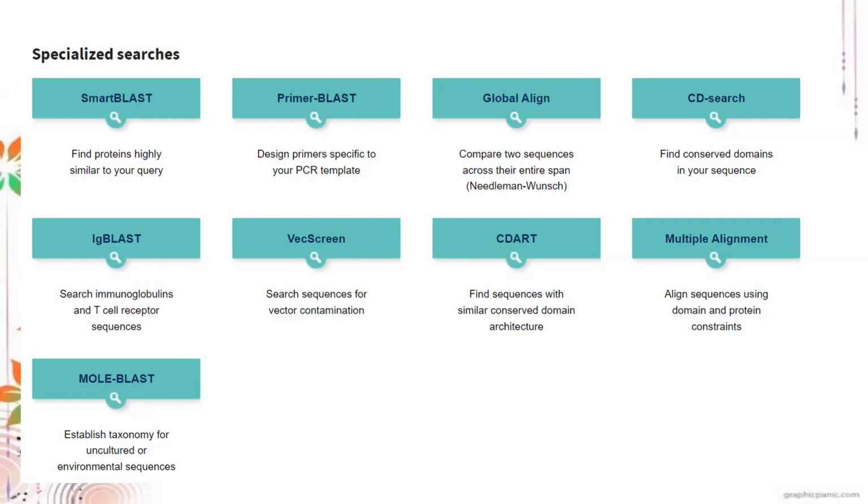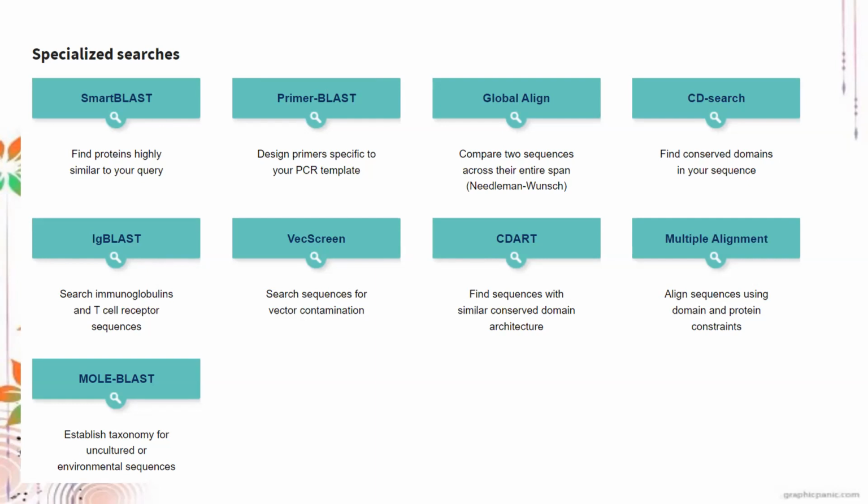Then CDART, so find sequences with similar conserved domain architecture. So it's similar to the CD search. So you have here conserved domains versus conserved architecture for similar domain architectures. And then you have multiple alignments. So obviously this is for not more than two alignments. So you have here domain and protein constraints for your alignment tools.